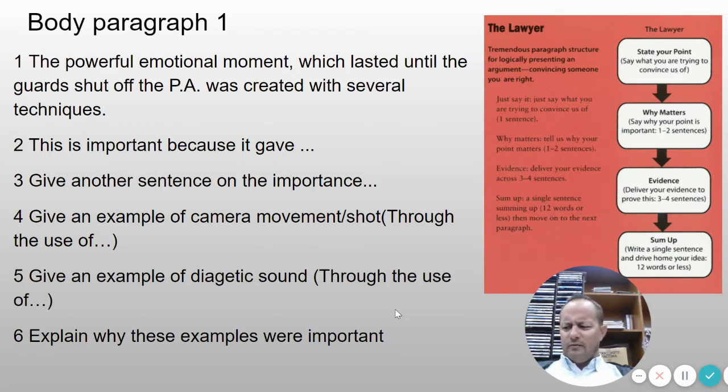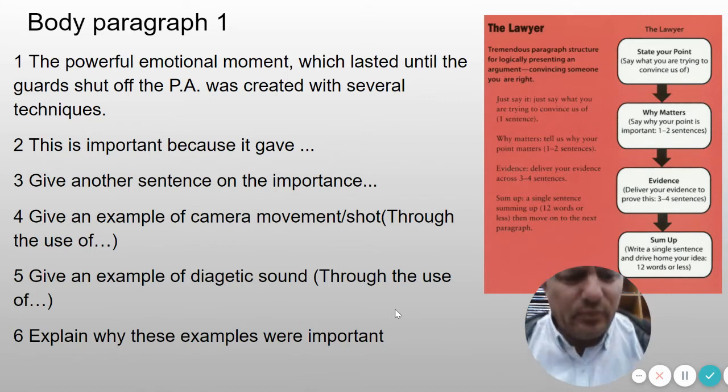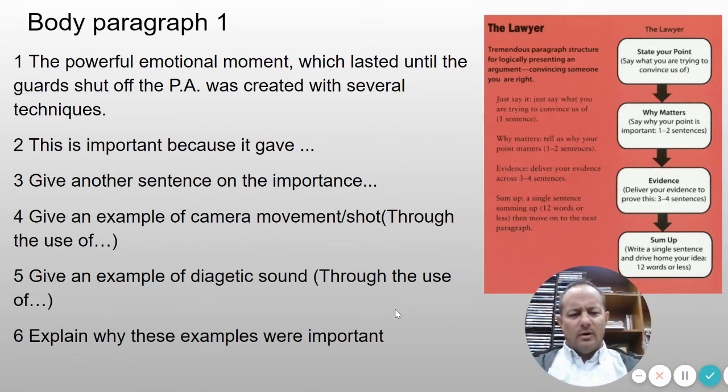Okay, so I've started off this body paragraph by saying the powerful emotional moment, which lasted until the guards shut off the PA, was created with several techniques. This is important because, give another sentence on the importance. Okay, this is important because, for example, we're able to see the juxtaposition of hope in a bleak environment. This is important because it gives us an insight into Andy's character. It gives us an insight into the conditions of the prisoners and how something like this might make a difference to them. Those are all things that you could possibly use.